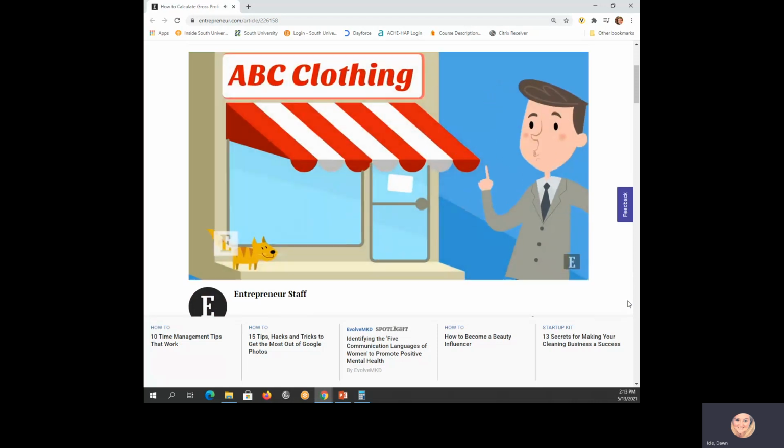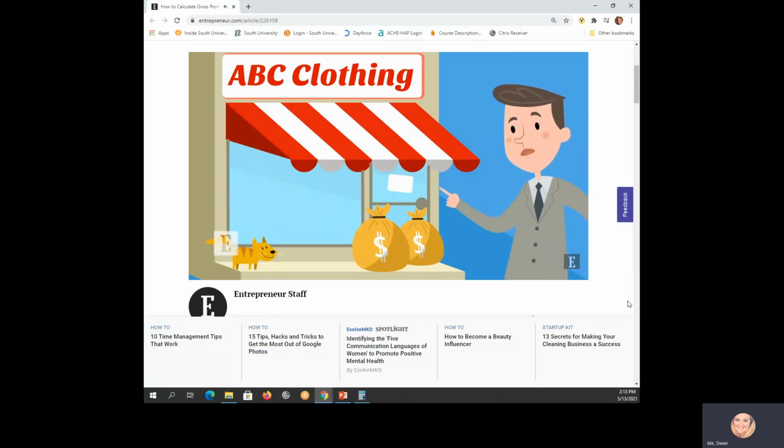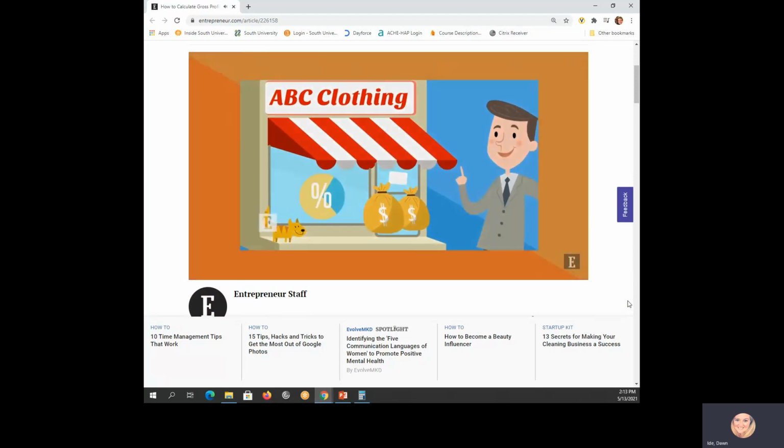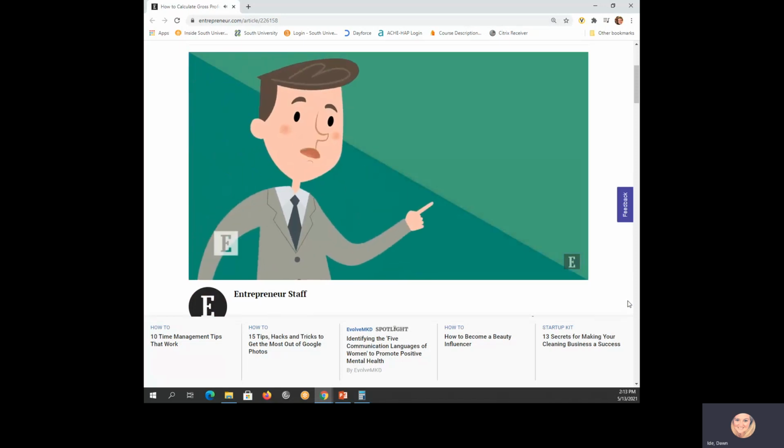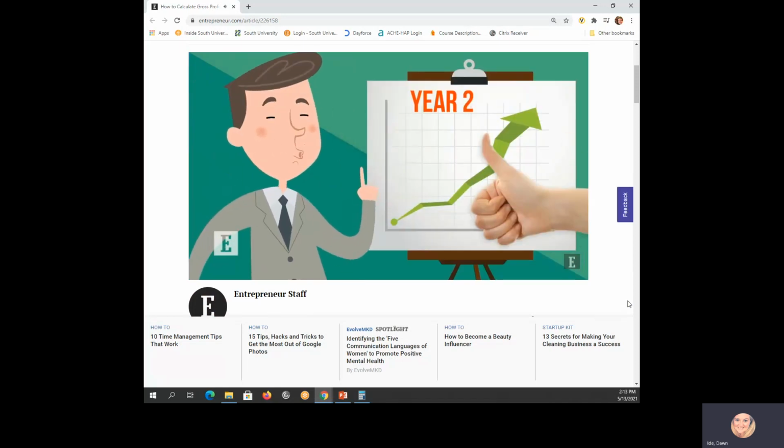It is apparent that ABC Clothing earned not only more gross profit dollars in year two, but also a higher gross profit margin. The company either raised prices, lowered costs, or found a way to produce its clothing more efficiently. ABC Clothing did a better job in year two of managing its markup on the clothing products they manufactured.